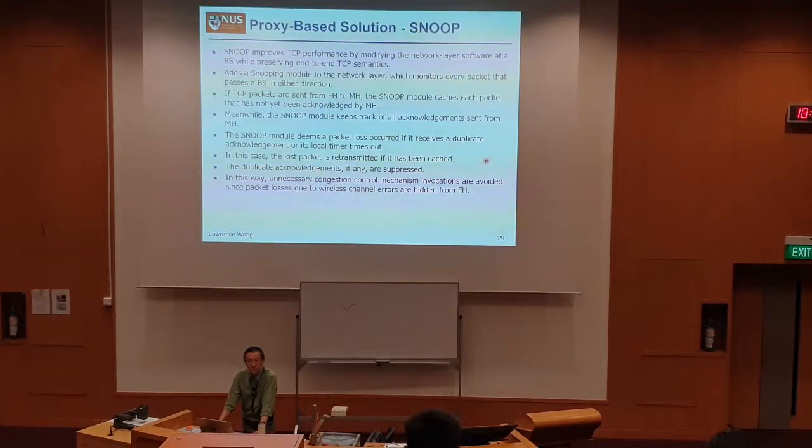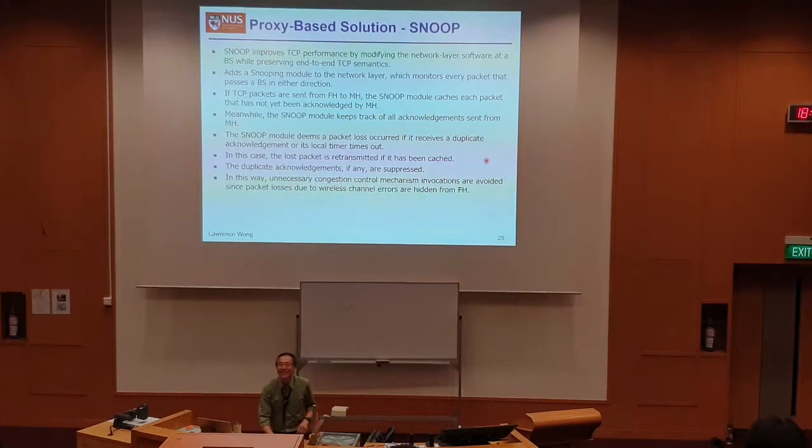Okay, so let me summarize this. I have the fixed host here, I have the base station here, and I have my mobile here. I'm trying to send data from here to here. So I send it through, and the base station caches the data. The base station will then send it to the mobile. If everything goes well, it will receive an acknowledgement. If it doesn't go well, it has to try again, until it gets the acknowledgement, and then it will send the acknowledgement.